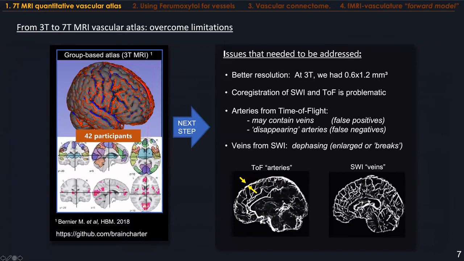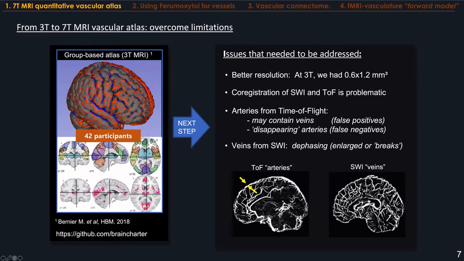So first, we needed a better resolution. When we developed the atlas, we were limited to a 3T MRI, and we had large voxel size. It was 0.6 by 1.2 millimeters isotropic. It's fine for a multi-subject atlas, and when you do some averaging, it really helps to have large voxels, but if we want precision, we need to have a better resolution.